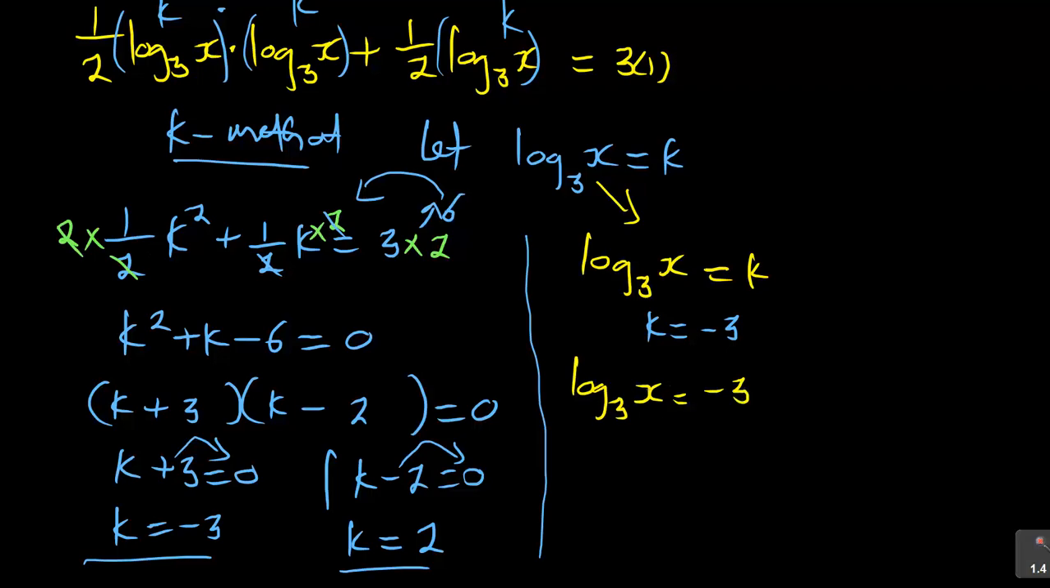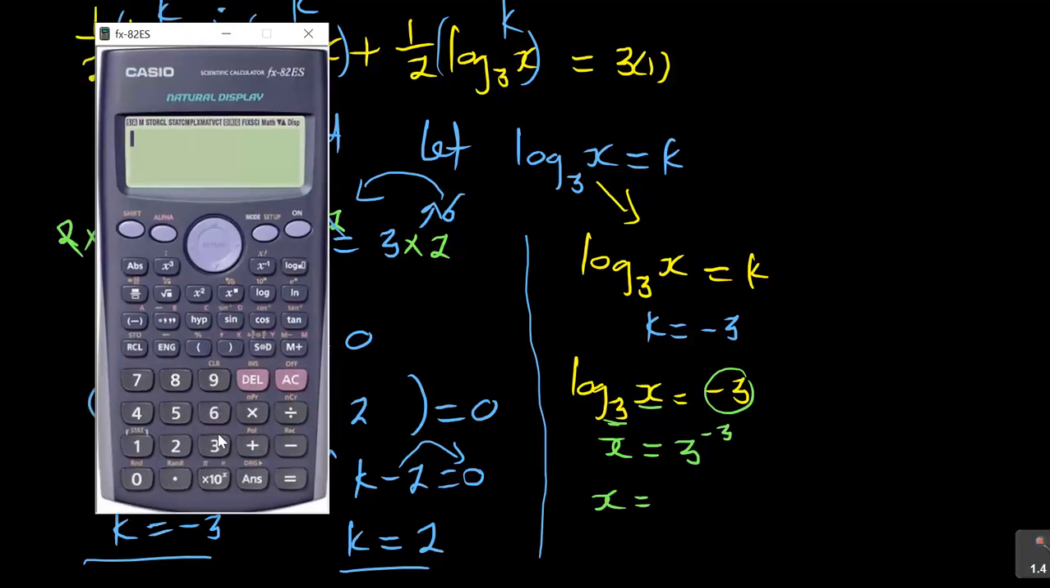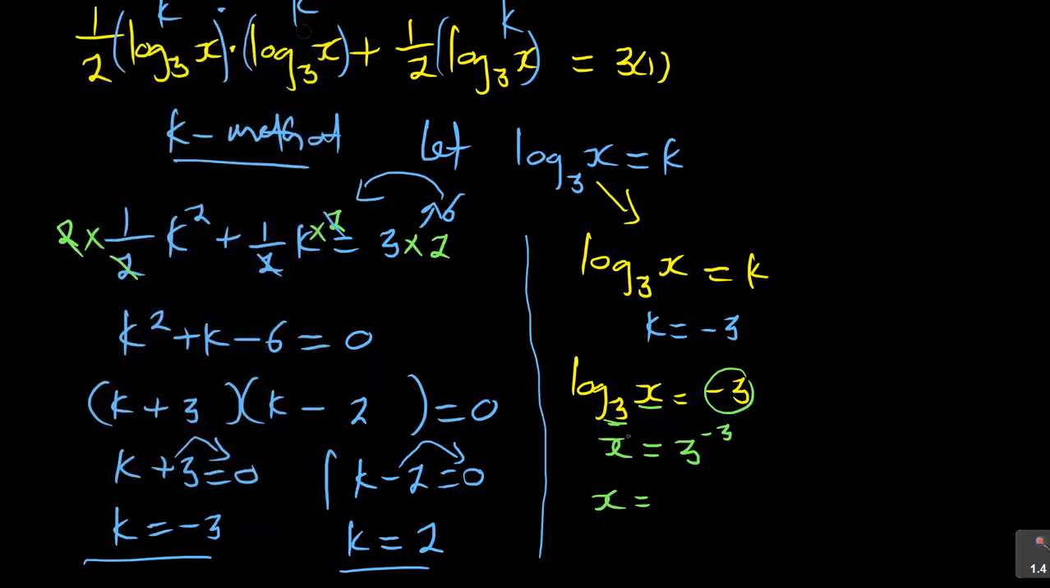Now, how do you simplify this? It's simpler, guys, but take note. What I do is I write x is equal to 3, and then the -3 becomes the power. So use a calculator. X is equal to 3 to the power -3, and it will give you 1/27. That is the first one.